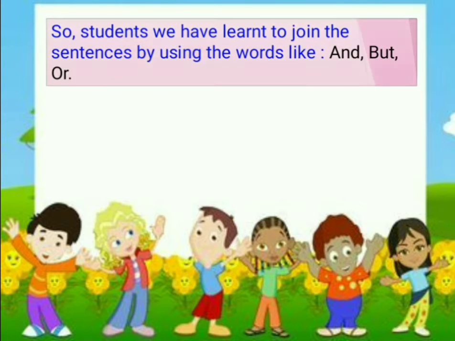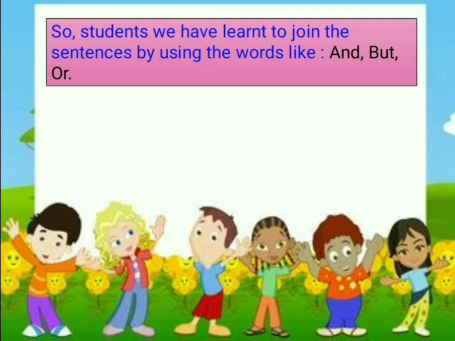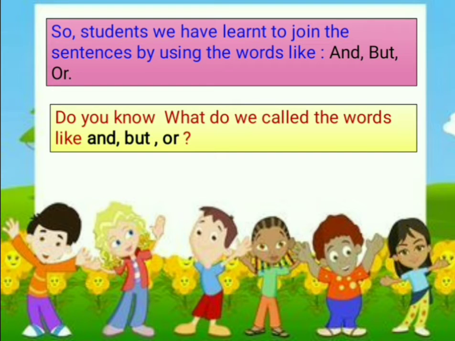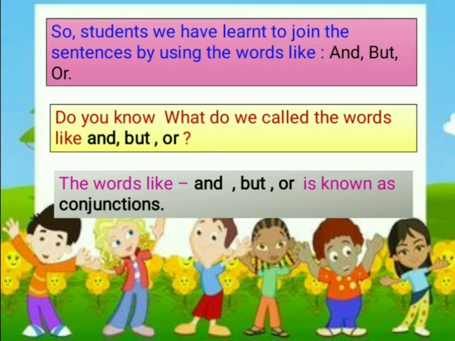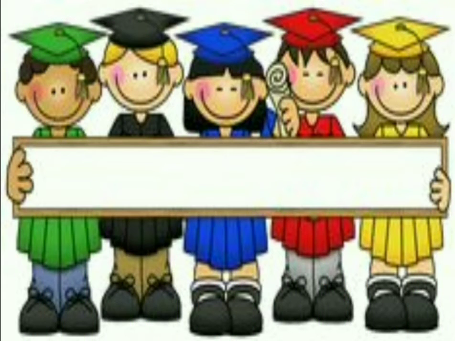So students, we have learned to join the sentences by using the words like and, but, or. Do you know what we call the words like and, but, or? The words like and, but, or are known as conjunctions. So students, today we are going to learn a very exciting topic of grammar, that is conjunctions.